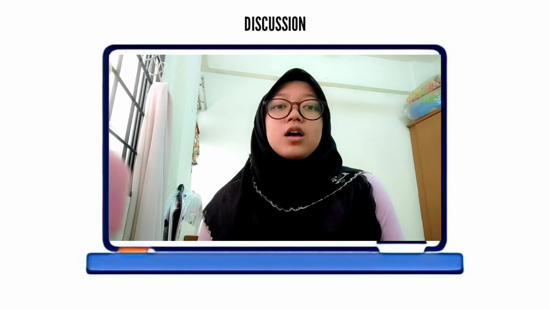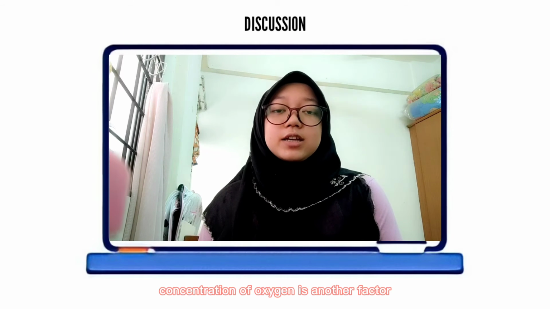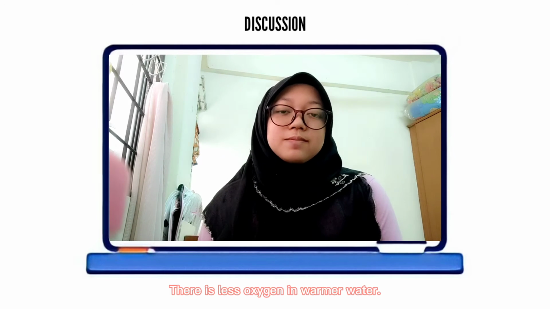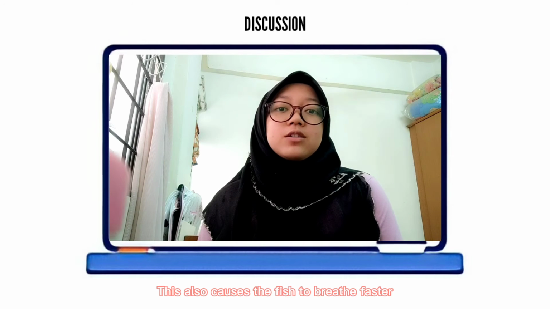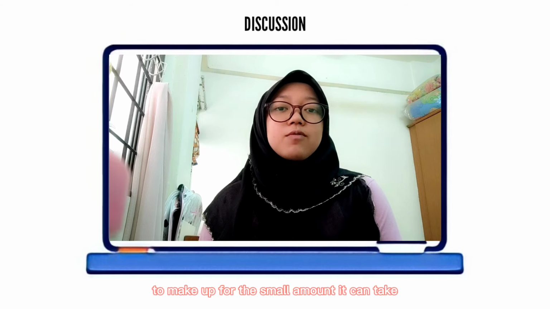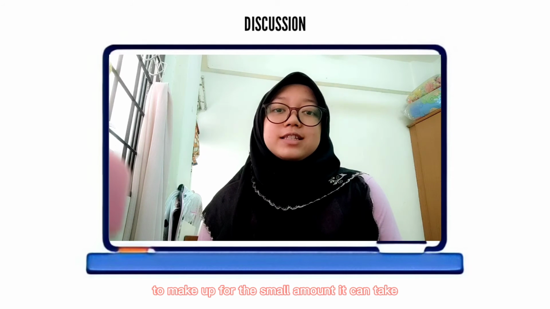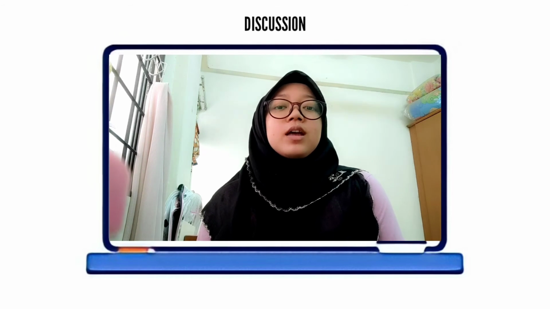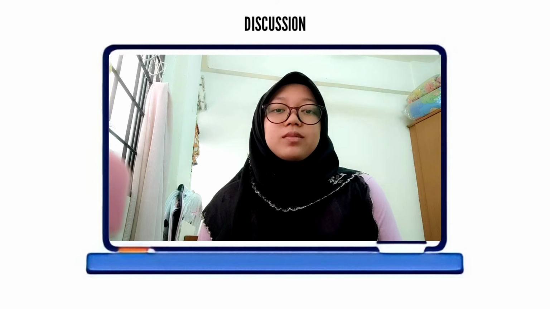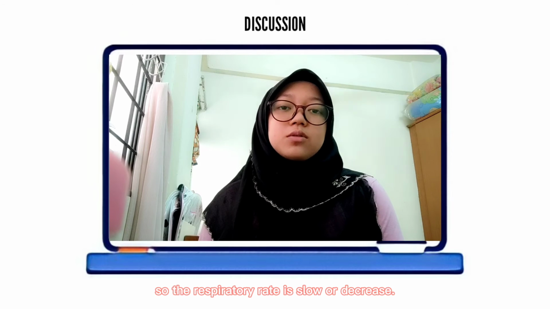Besides temperature, concentration of oxygen is another factor that could affect the rate of respiration in fish. There is less oxygen in warmer water. This also causes the fish to breathe faster in order to take up more oxygen to make up for the small amount it can take in with each breath. In cold water, there is more oxygen than in warm or hot water, so the respiratory rate is low or decreased.